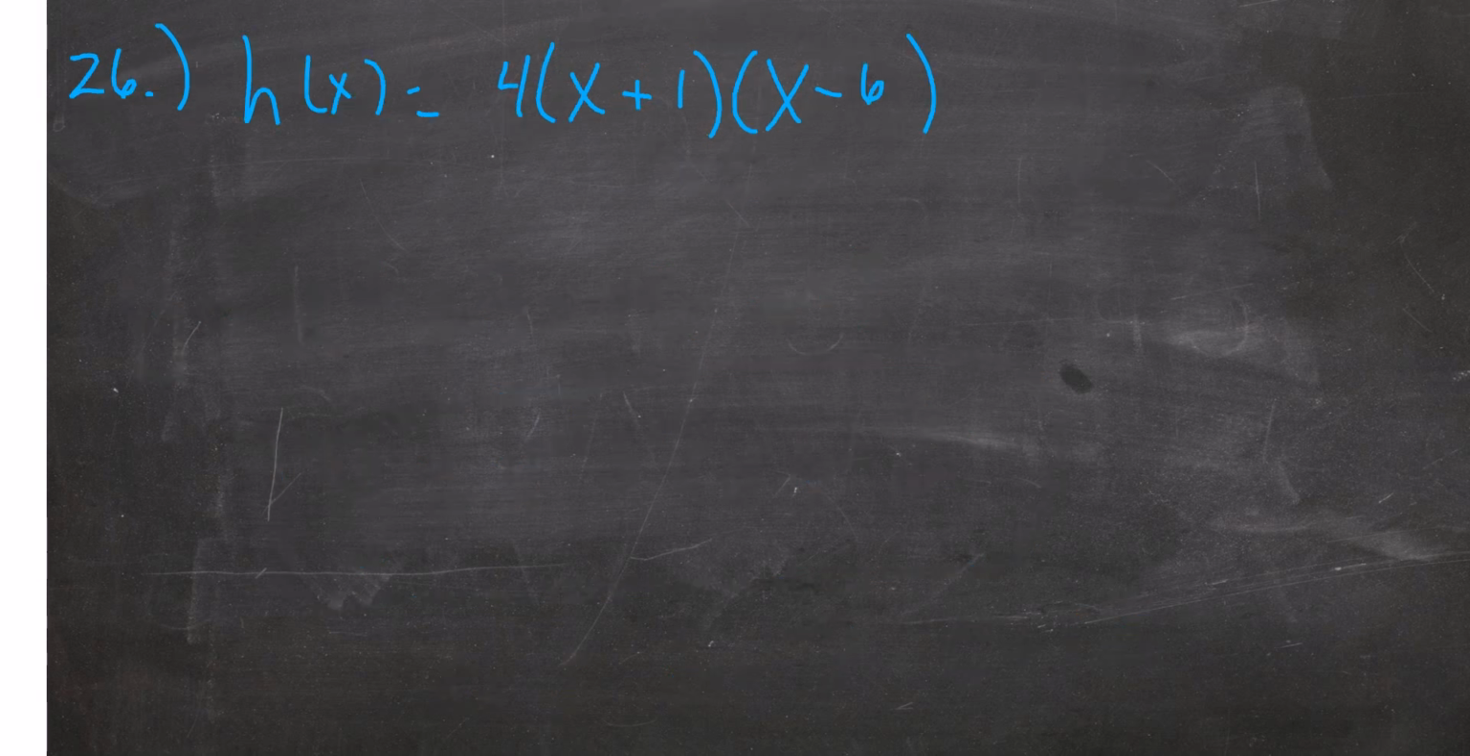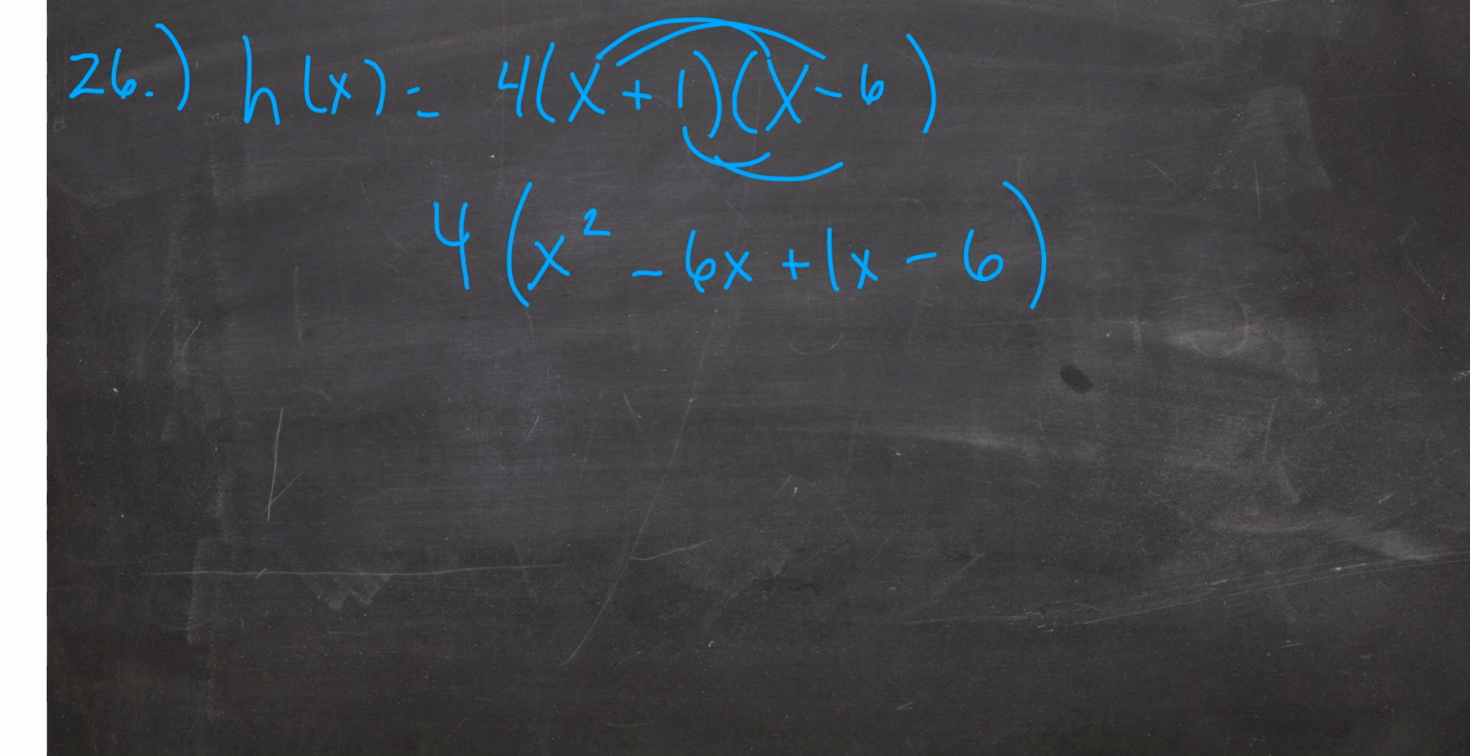Alright, 26 is the same exact concept. You have to use FOIL, so I'm going to go x goes to x, gives me x squared, x goes to -6, gives me -6x, 1 goes to x, gives me plus 1x, 1 goes to -6, gives me -6. Now the 4 didn't do anything, so that just stays there. Remember, h of x is just a fancy way to say y, so that doesn't really do anything either. You know, I almost wrote it wrong. I'm going to combine those two, so I end up with 4 times x squared minus 5x minus 6.